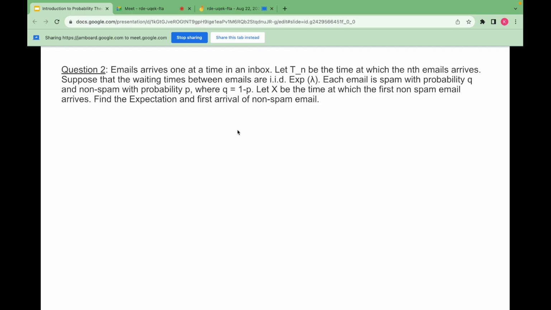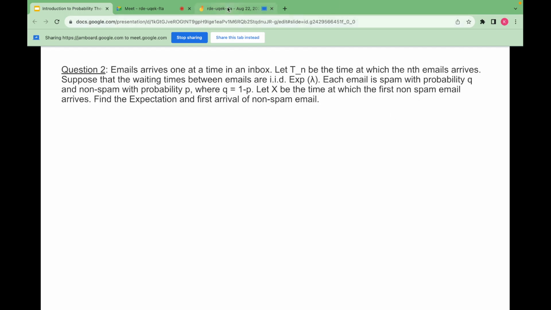Now we can split this one Poisson distribution into two smaller Poisson distributions, one indicating the arrival of spam email and the other indicating the arrival of non-spam emails. Both are also Poisson distributed but with different parameters. One is with parameter lambda times the probability of that event, and the other is the same.